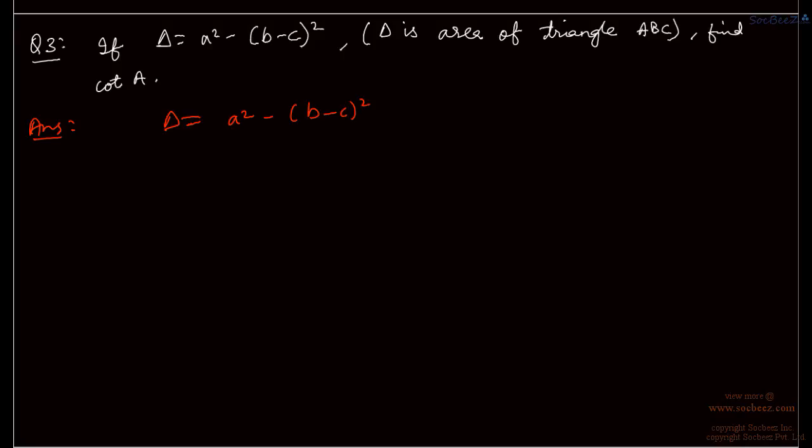Now let's expand the whole thing here. It gives us a squared minus b squared minus c squared plus 2bc, but this term here, this part, now that can be written as minus 2bc cos a, right? Because cos a would be (b squared plus c squared minus a squared) by 2bc. Hence this part is minus 2bc cos a.